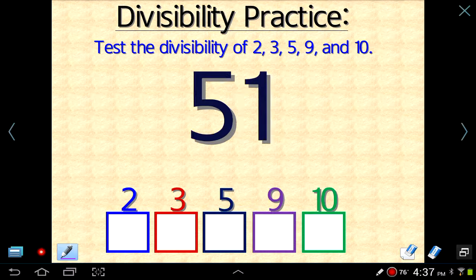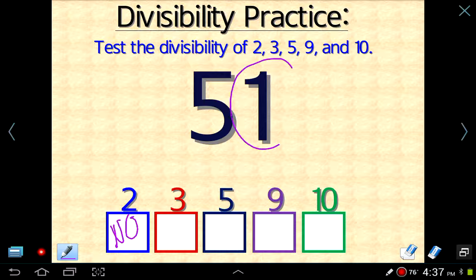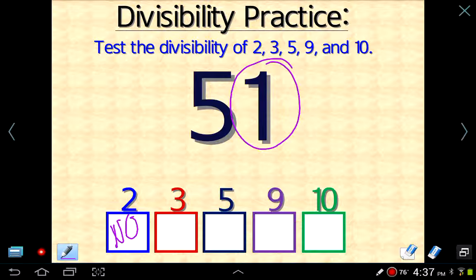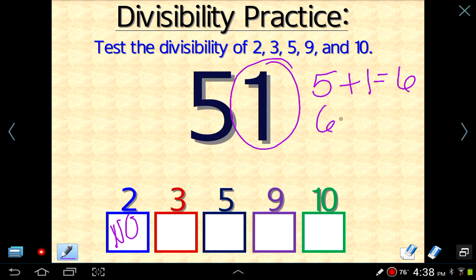Let's go on to another example here. 51. I can't think of a single number that goes into 51. Let's just skip it. No, let's keep going here. So 51. We can obviously say that 2 would be a no. This is not an even digit. We want that to be a 2, 4, 6, 8, or 0. Not a 10, because 0 is basically what the 10 is. Let's add up the digits for 3. 5 plus 1 is 6. Does 6 divide by 3? It does. That divides by 3. So this would be yes.